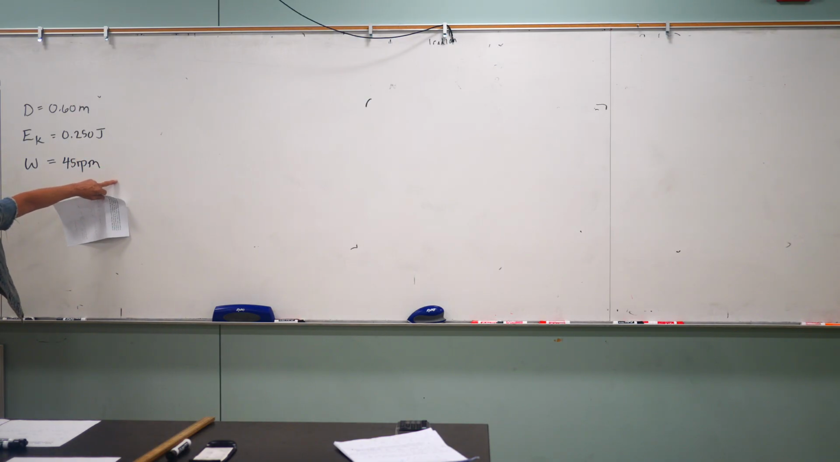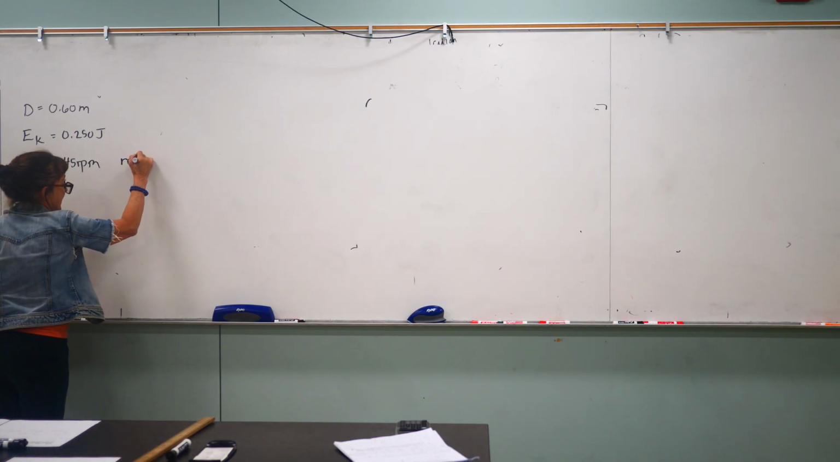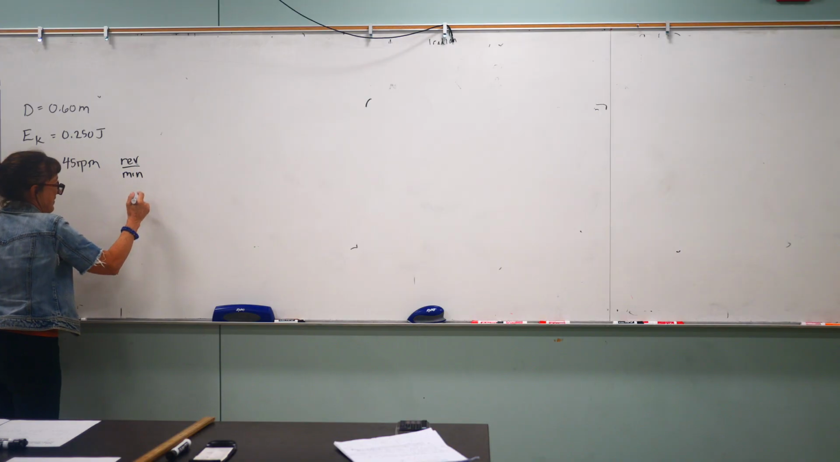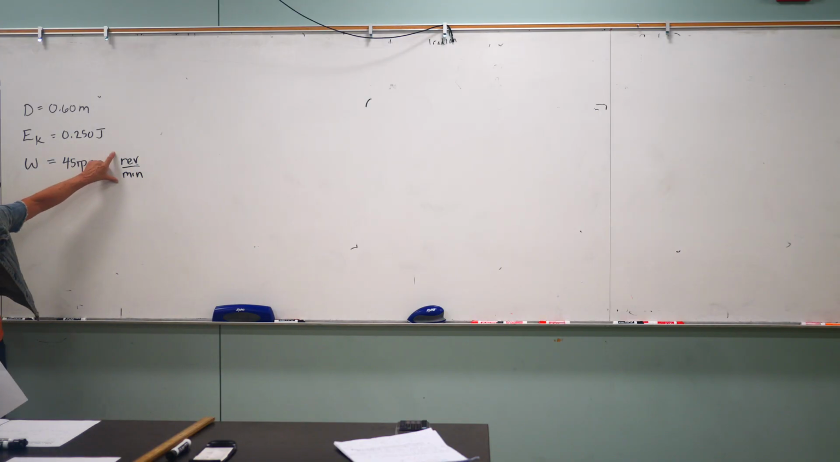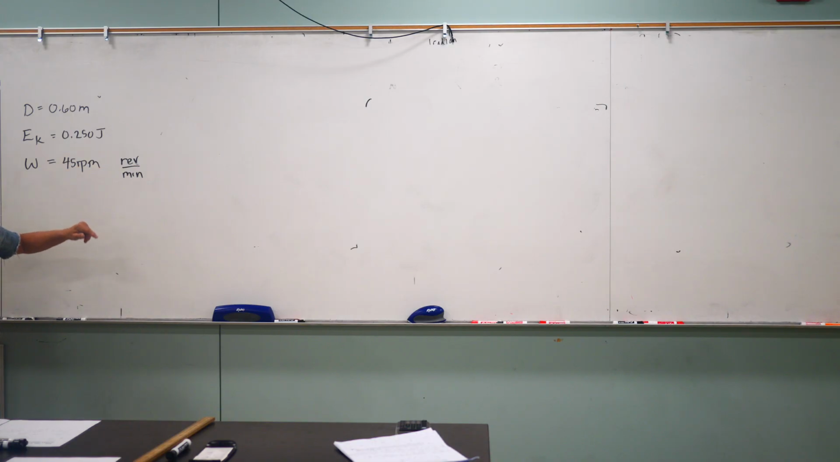RPM is our common notation, which really is revolutions per minute. But nobody wants to write all that, right? Nobody. So we just do an R and a P and an M. It's become common parlance among the machinists, right? And RPM, right? All right.